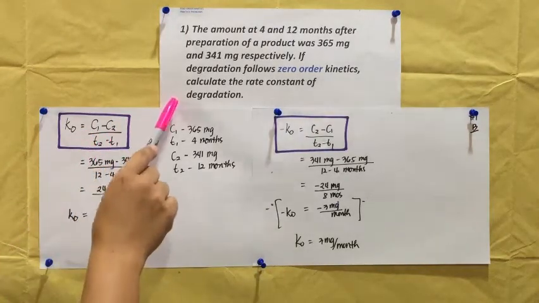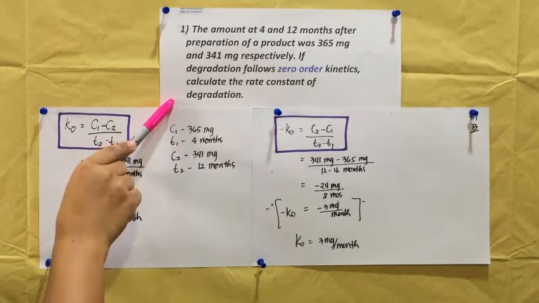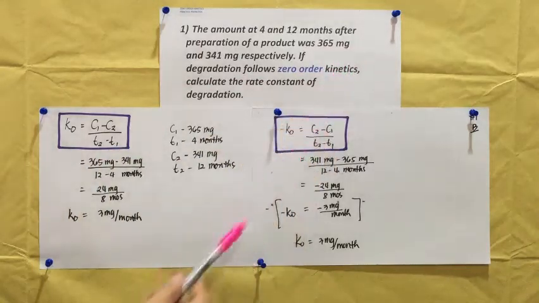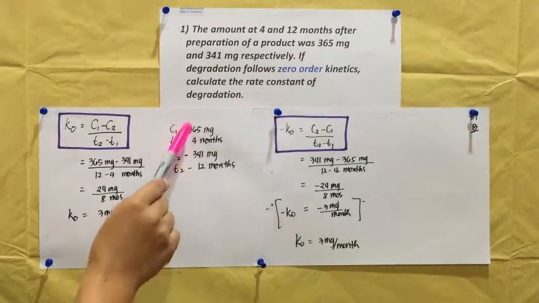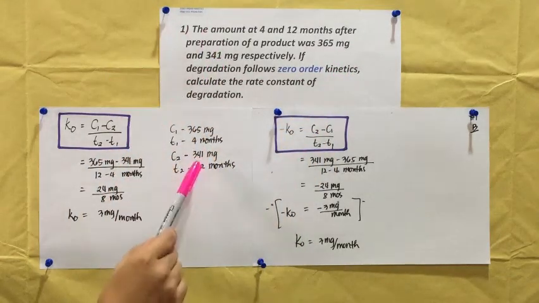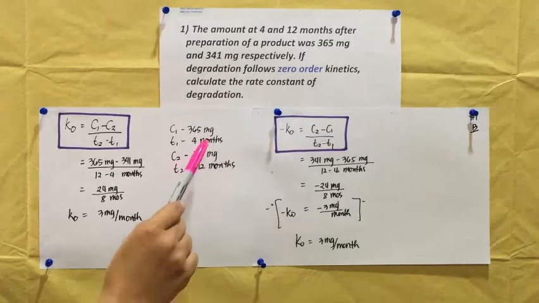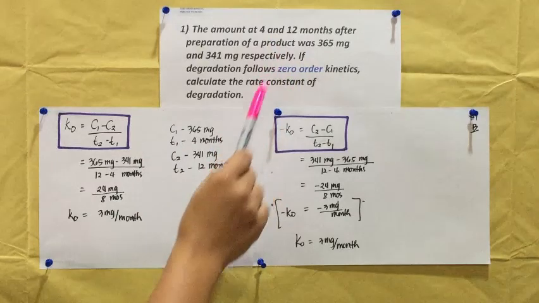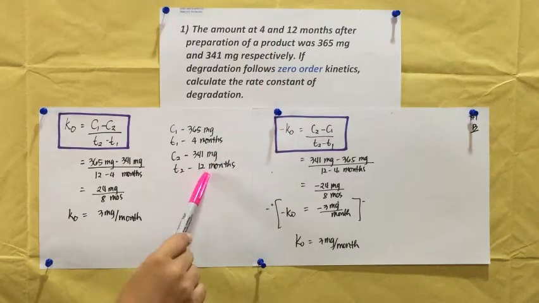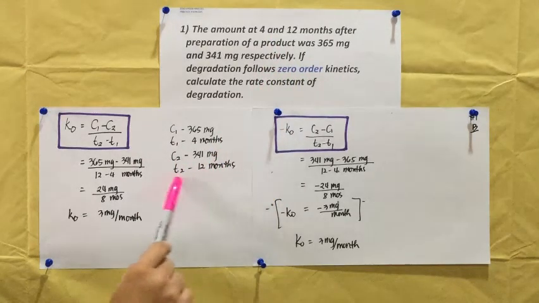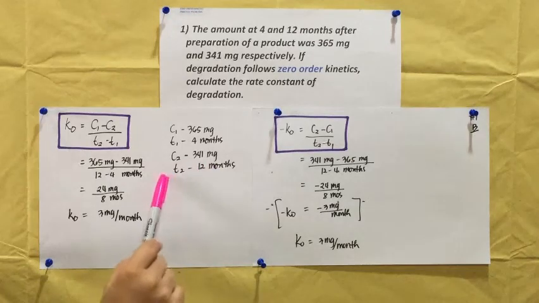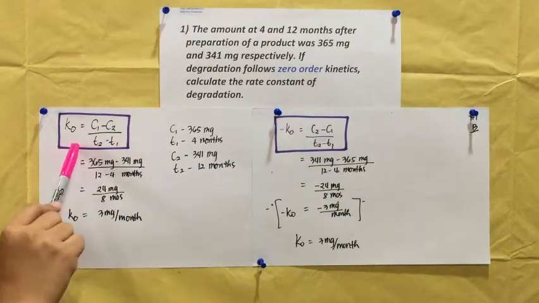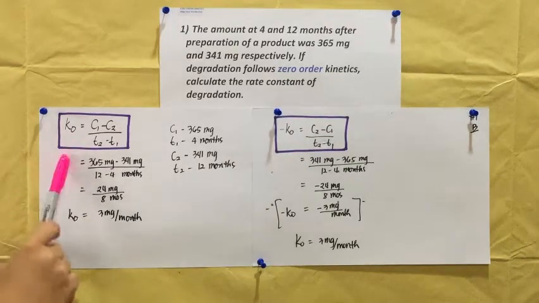So looking back at the problem, we are going to identify what are the given. So 365 milligram is C1, while 341 milligram is C2. The T1 for C1 is 4 months and the T2 for C2 is 12 months. So these are all our given. So since the given are complete, we can now proceed to the solution of the KO.